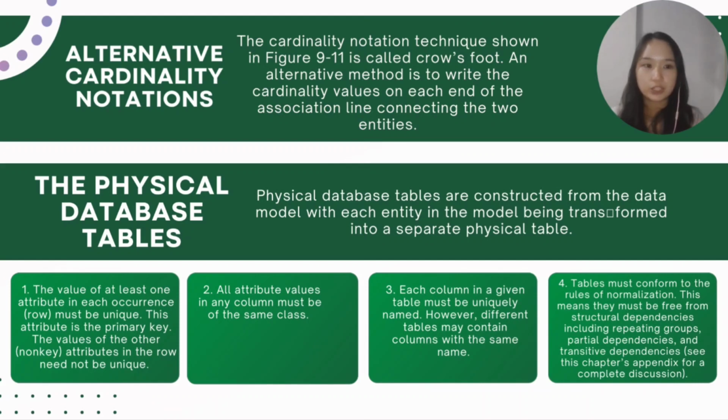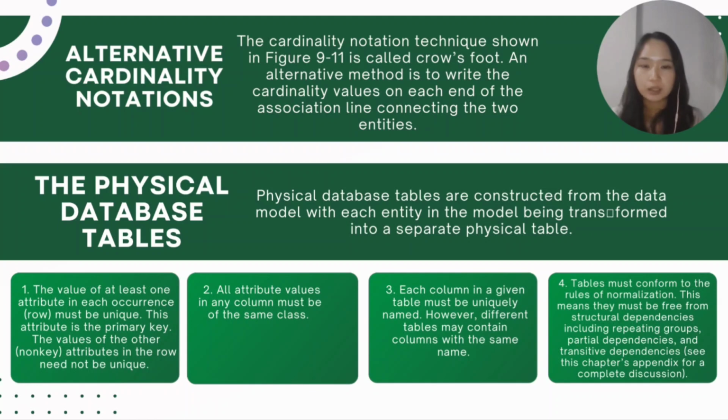Alternative cardinality notations. The cardinality notation technique shown in the previous slide is called crow's foot. An alternative method is to write the cardinality value at each end of the association line connecting the two entities. Some database designers explicitly show both the upper and lower cardinality values. Some choose a shorthand version that notes only the upper cardinality.